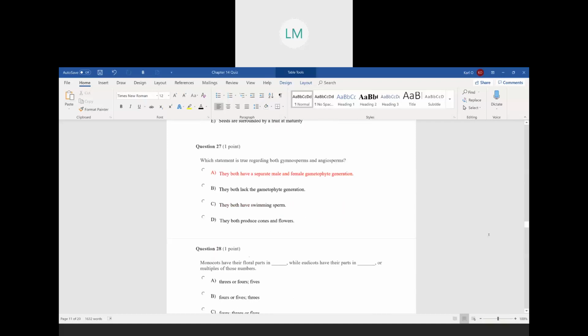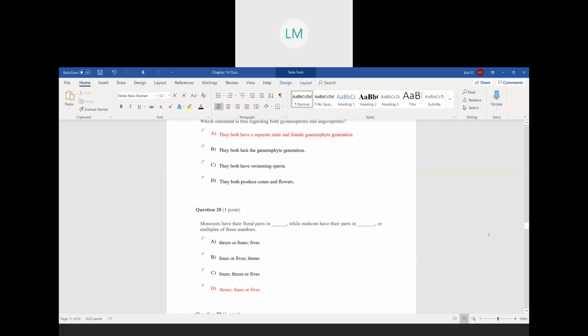Question 27. Which statement is true regarding both gymnosperms and angiosperms? Choice A is correct here. They have a separate male and female gametophyte generation. B says they both lack the gametophyte generation. That's not true. It's very, very reduced and microscopic, but they do have it. They both have swimming sperm. That is not correct. They both produce cones and flowers. Also not correct. Angiosperms are the only ones with flowers.